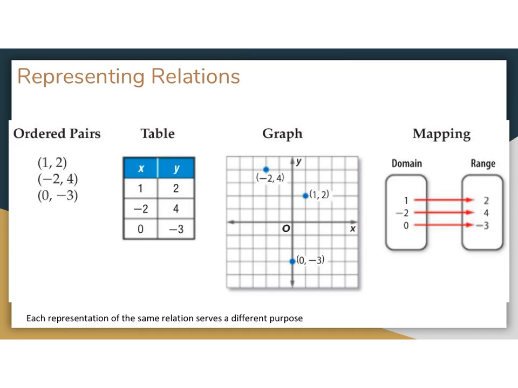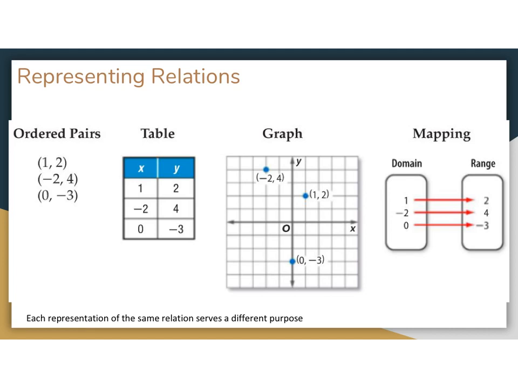Now there are many ways to represent relations. For example, we can do it through ordered pairs. We can do it through a table. So for these ordered pairs, we have an x column and a y column. Often you'll see them on a graph or a coordinate plane. So we have the first point, 1, 2 on this point. The second one, -2, 4. And 0, 3 is down here.